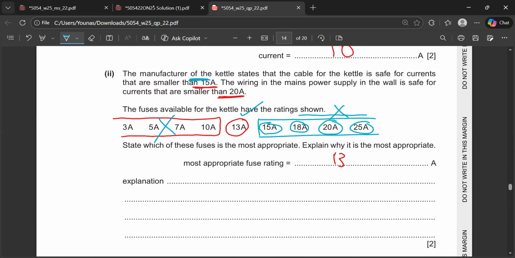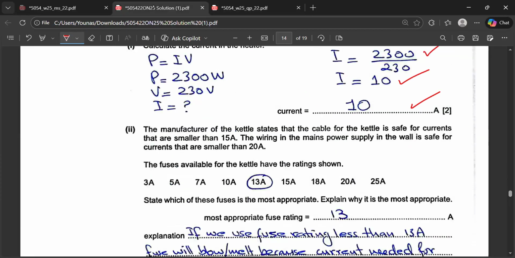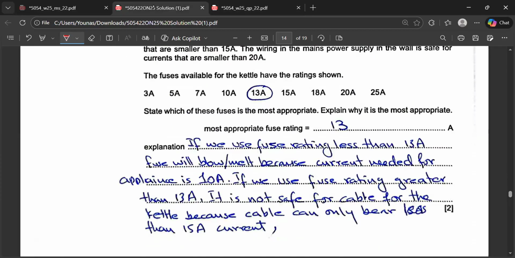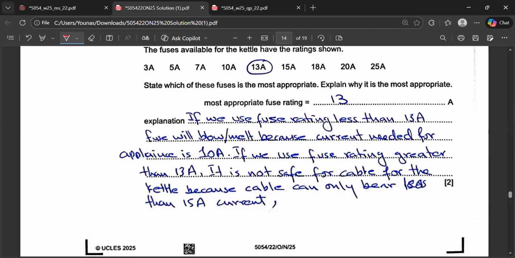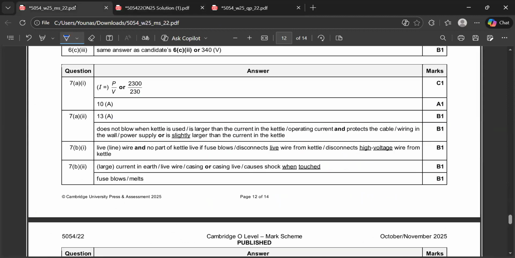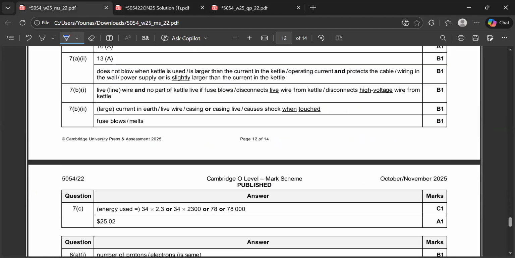Let me show you the written answer which I wrote. If we use the fuse rating less than 13 ampere, fuse will blow, melt because the current needed for appliance is 10 ampere. Your appliance needs 10 ampere current. We just calculated. If we use the fuse rating greater than 13 ampere, it is not safe for cable, for the kettle, because cable can only bear less than 15 ampere current. So I try to write this, but I hope you can write a better answer, sir.